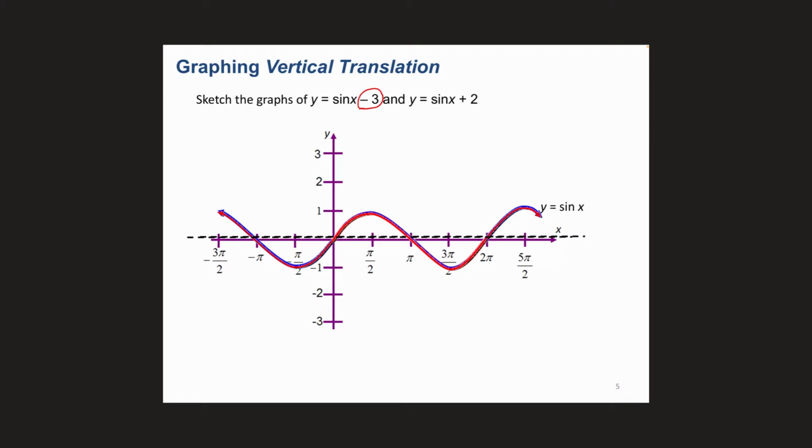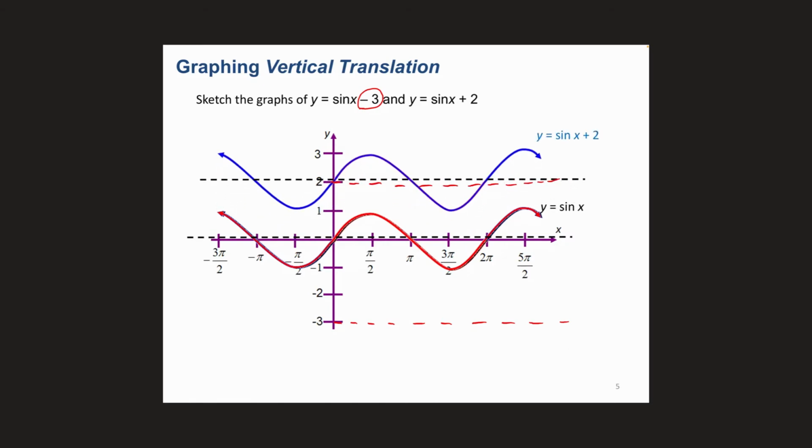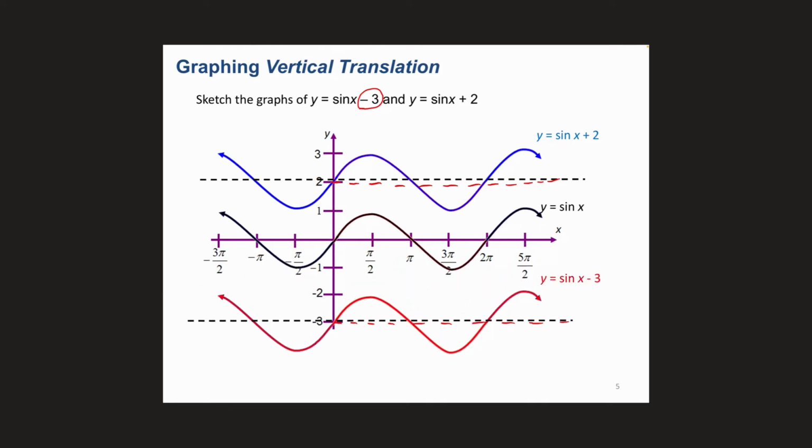The minus 3 is going to shift the parent function 3 units down. So our midline should be here. And for sine of x plus 2, the midline should be at 2. So there it is, y equals sine of x plus 2. And here we have y equals sine of x minus 3.